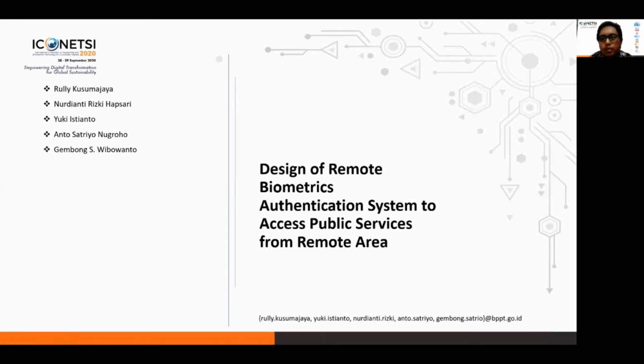My name is Kusumajaya. The title of this paper is Design of Remote Biometric Authentication System to Access Public Services from Remote Area.